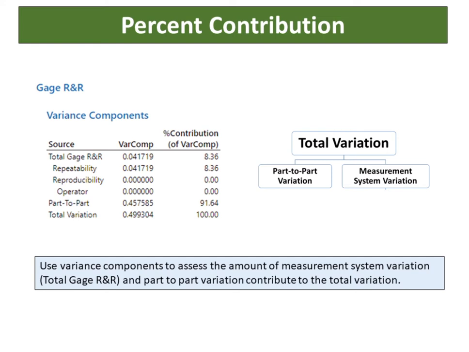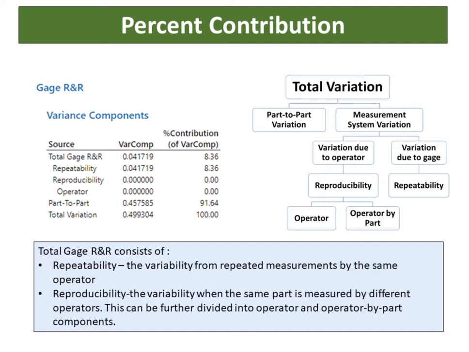Percent contribution. Use variance components to assess the amount that measurement system variation, total Gage R&R, and part-to-part variation contribute to the total variation. Total process variation is broken into two sources, part-to-part variation and measurement system variation. Measurement system variation consists of variation due to operator, or reproducibility, and variation due to gauge, or repeatability.